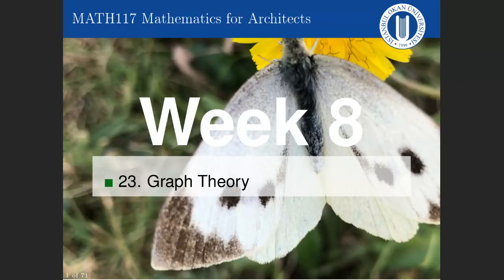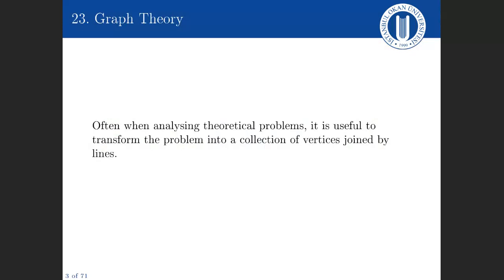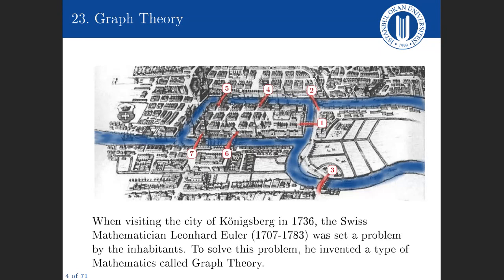This week, our lesson is self-contained in that we're going to start and finish talking about a topic called graph theory. Often when we analyze theoretical problems, it's useful to transform the problem into a collection of vertices joined by lines. For example, when he was visiting the city of Königsberg, a Swiss mathematician called Euler was set a problem by the people living in that city. In order to solve this problem, he invented a new type of mathematics, which is now called graph theory.